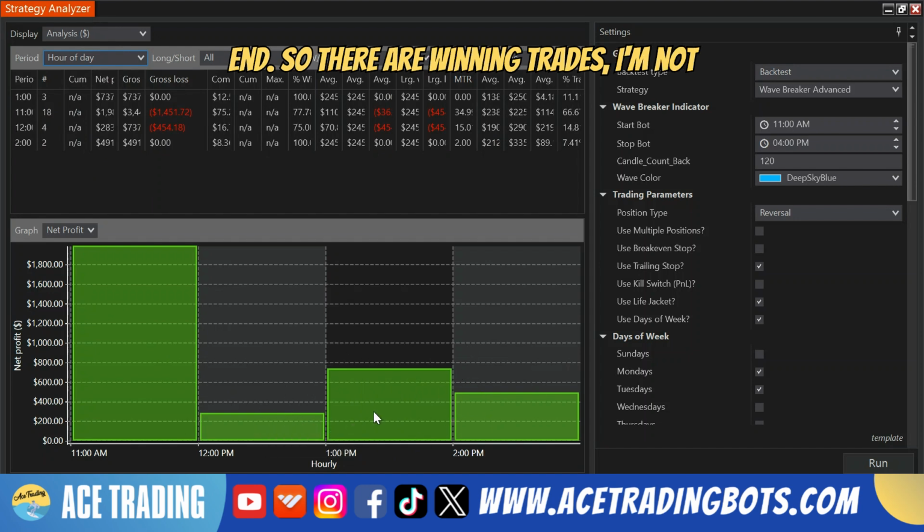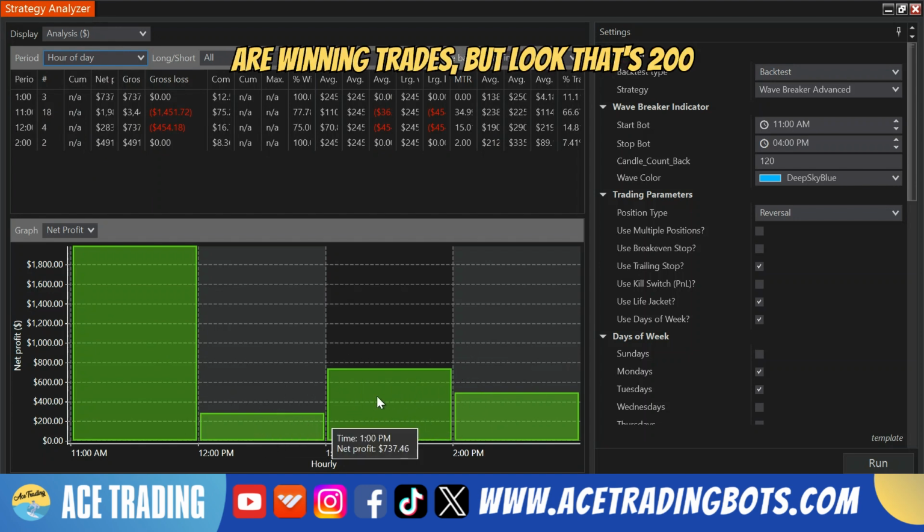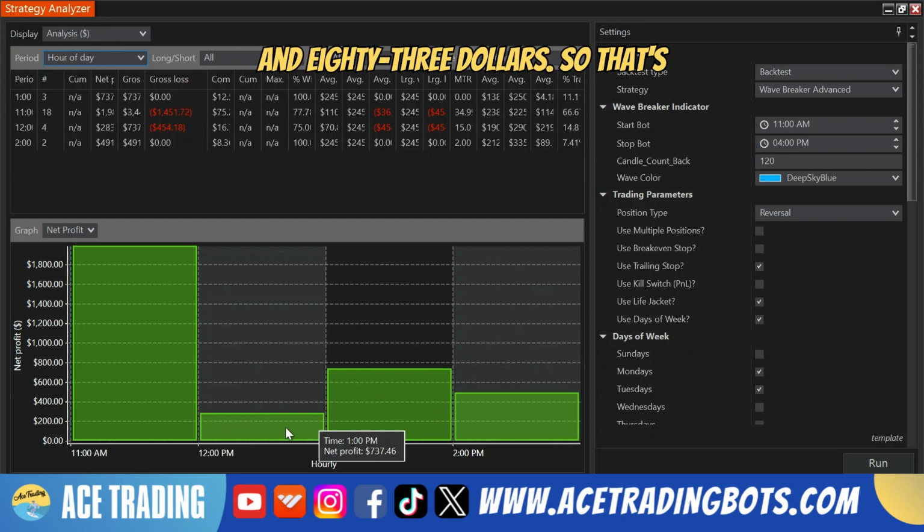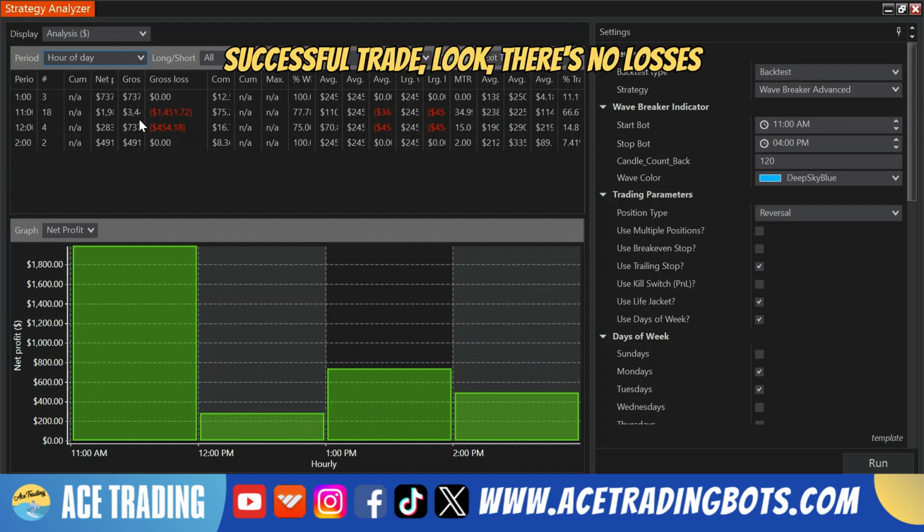So there are winning trades. I'm not saying that they're terrible trades. They are winning trades, but look, that's $283. That's still pretty good. I could probably potentially leave that. But if I really wanted this to be a super successful trade, look, there's no losses in that first hour.